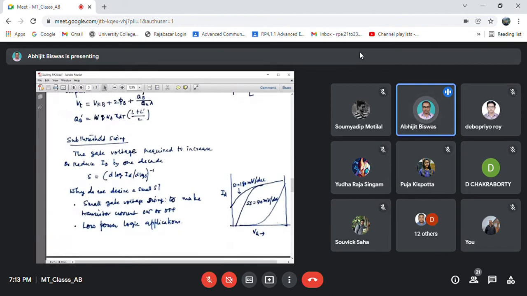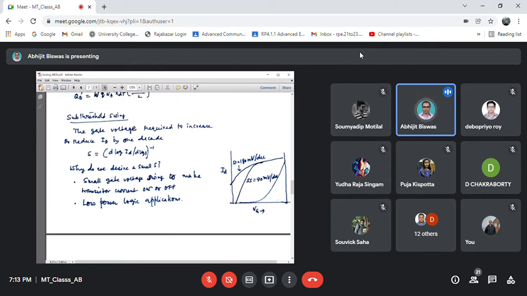Now I come to another important parameter, that is subthreshold swing. You know that it is the gate voltage required to increase or reduce the drain current by 1 decade. 1 decade means if we start with some value, say ID, 1 decade above means 10 ID, or 1 decade below means 0.1 into ID. And the mathematical expression for the subthreshold swing is S equal to d of log ID divided by d of VGS, the gate to source voltage, and the whole to the power minus 1.